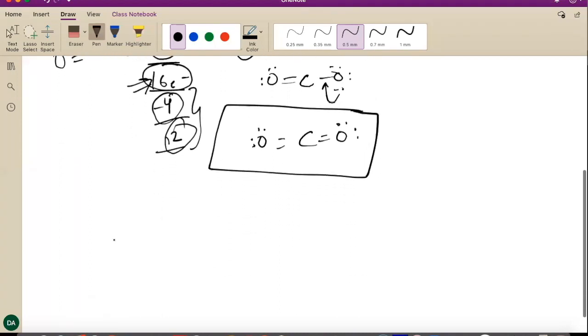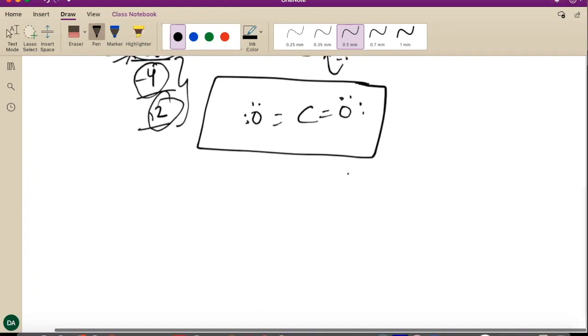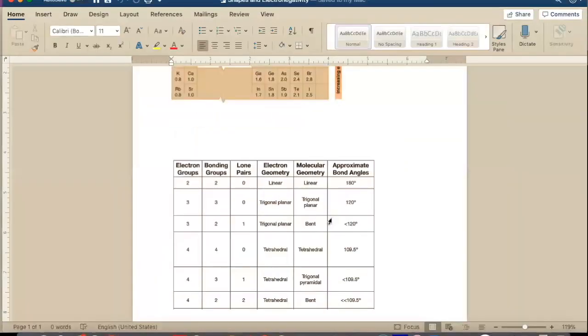Now, guys, are we good with the Lewis structure for CO2? Yes. Okay, now get to the point, pay attention here. You'll have to listen to me very carefully today to understand. For this part, you have to look at this chart.